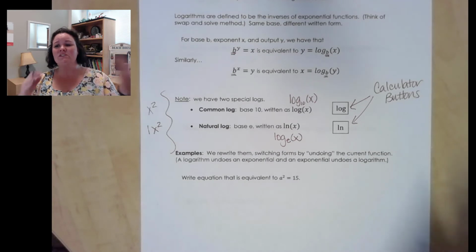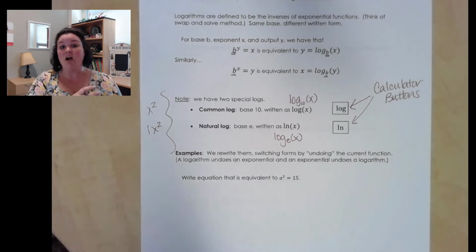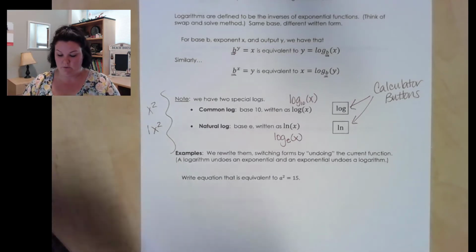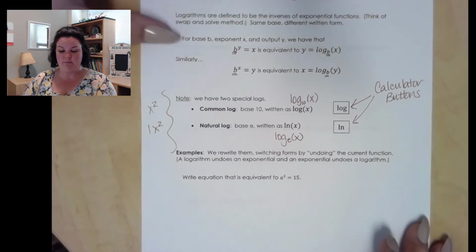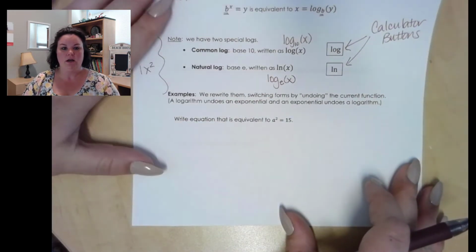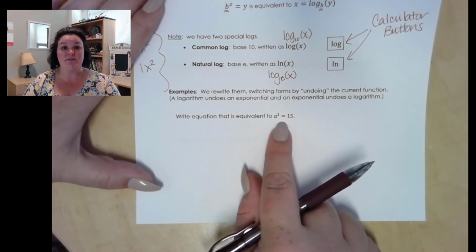Let's go ahead and look at how to rewrite an equation from exponential form into logarithmic form, or logarithmic form into exponential form. We have one here at the bottom of our page. Let's see if I can move this wire. And we have a squared equals 15.